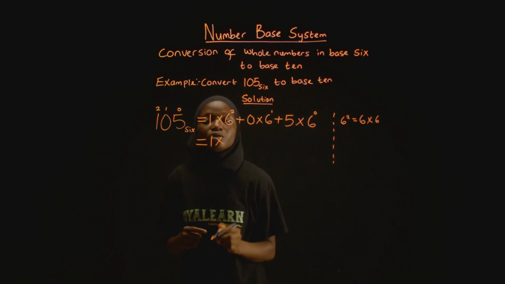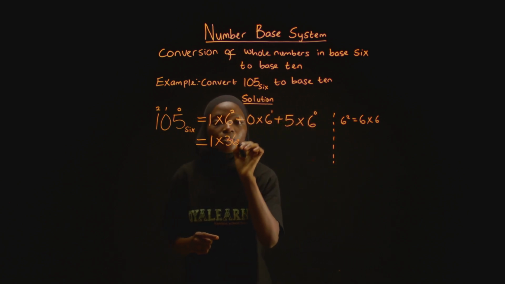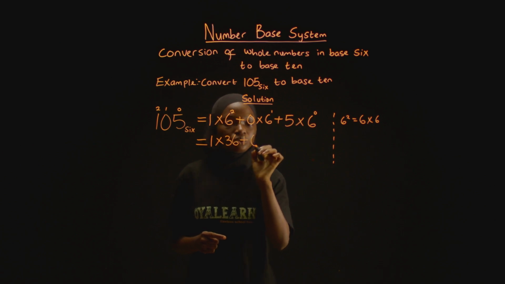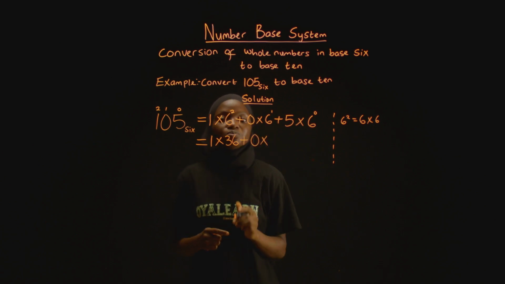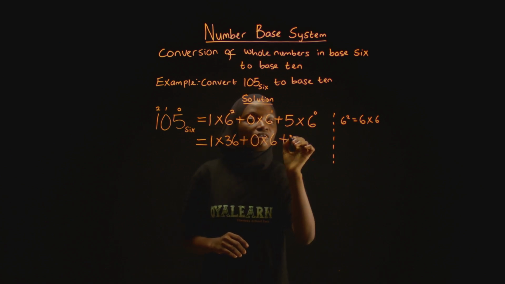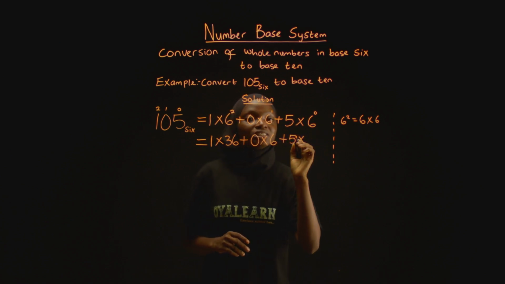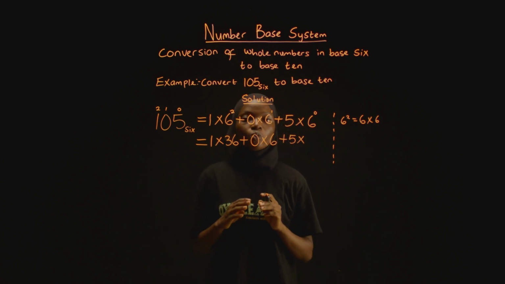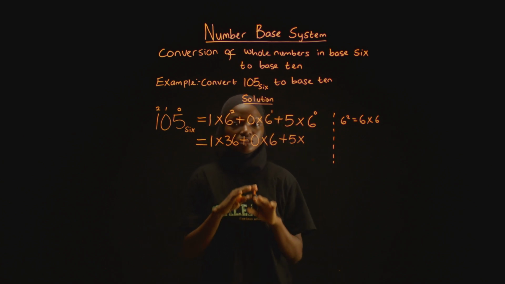And that means 6 raised to the power of 2 is 36, plus 0 multiplied by 6 raised to the power of 1, which is just 6, plus 5 multiplied by 6 raised to the power of 0, which is 1. Why? Because anything raised to the power of 0 gives us 1.